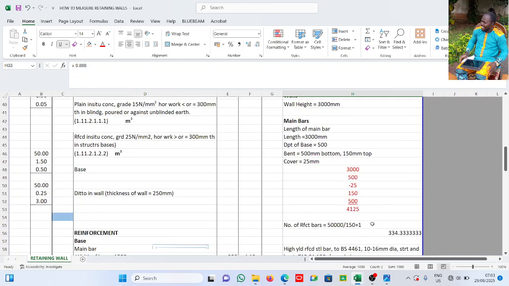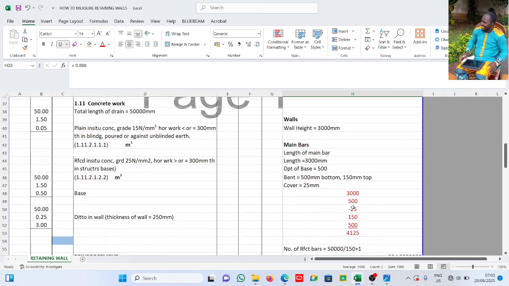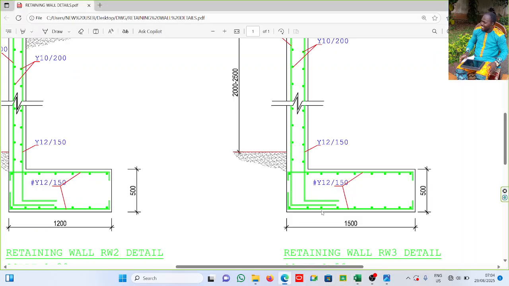All right, but the wall, this is the length of the main bar. The length of the bar is 3000. The depth of the base is 500. Now bent at bottom is 500, bent at top is 150. Now I just worked in accordance with the drawing. The drawing will tell you what to do. Now see, this is this reinforcement here.